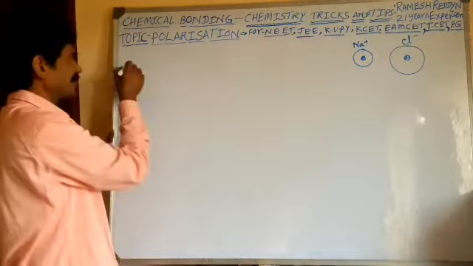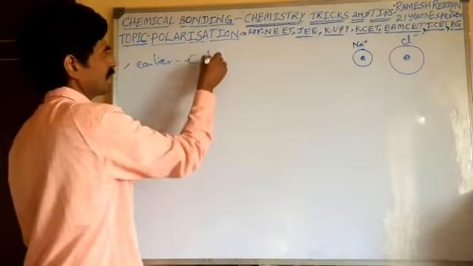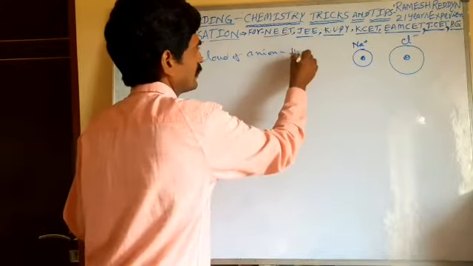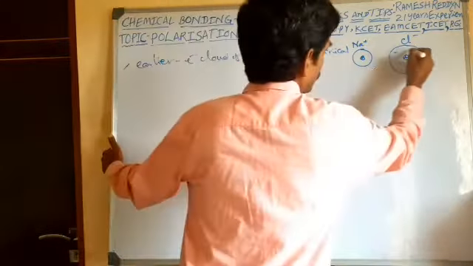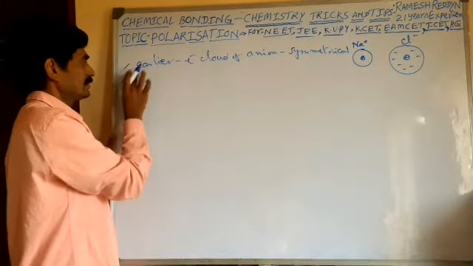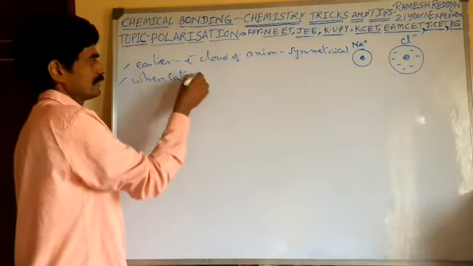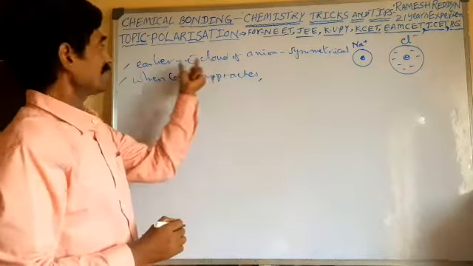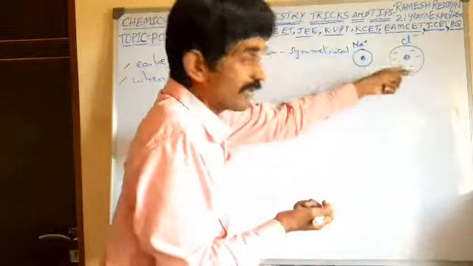In the beginning, the electron cloud of the anion is symmetrical. Symmetrical means it is equally distributed, right? When the cation approaches, since the cation is smaller in size, the nucleus of the cation pulls the electron cloud of the anion towards it.